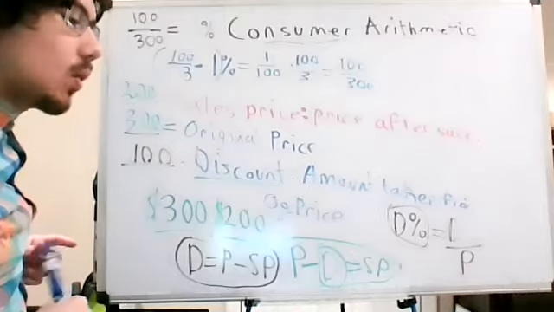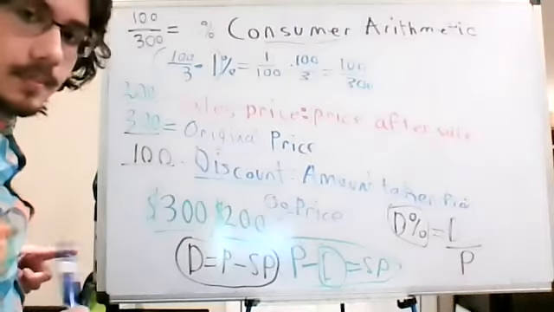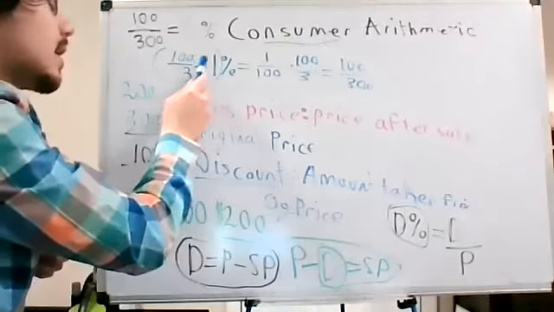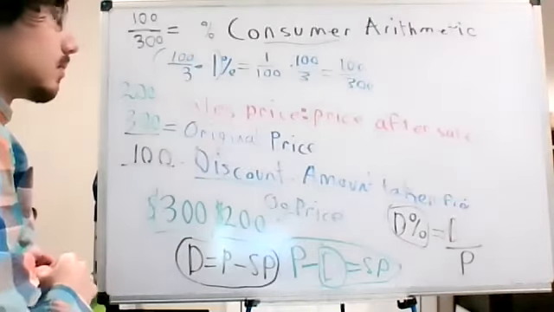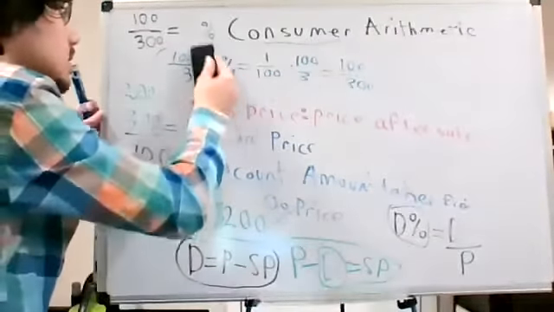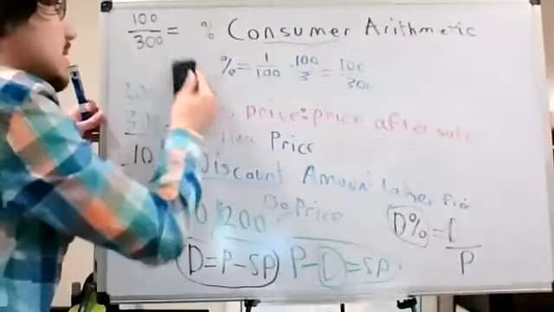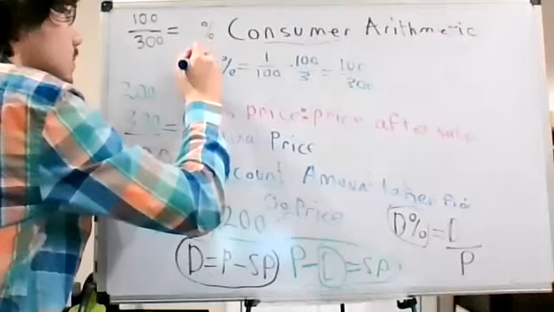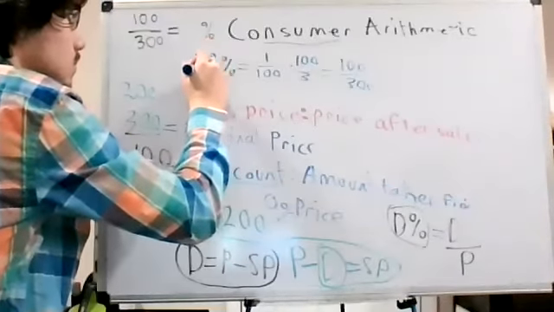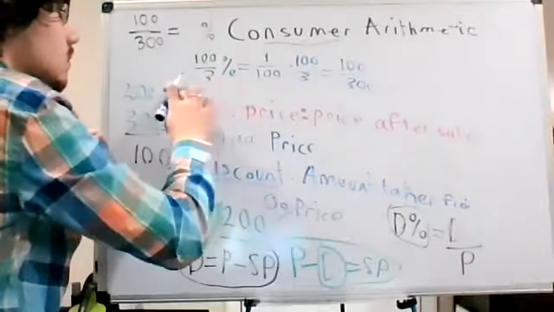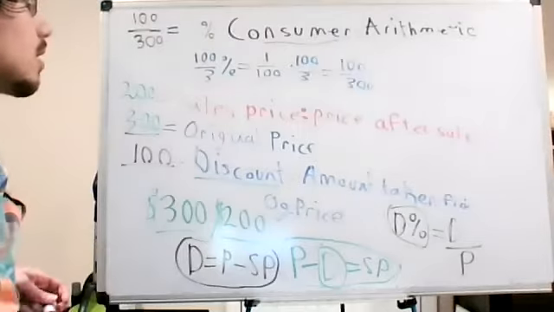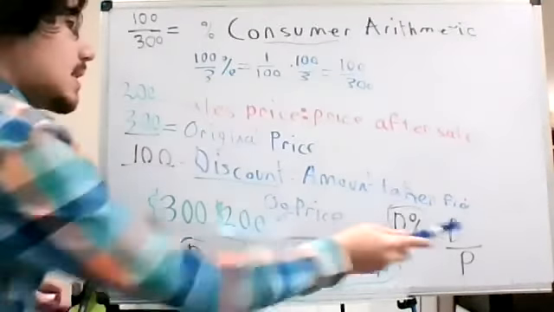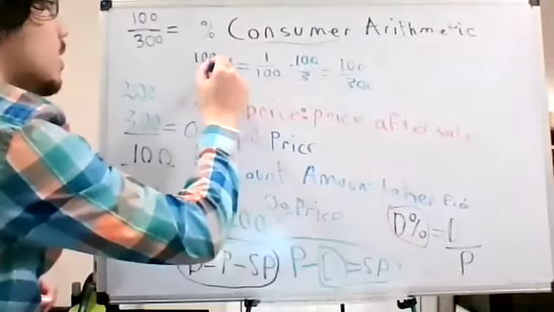What is anything times 1? The same thing. Exactly. So what is 100 over 3 times 1? 100 over 3. Very good. So that means that our percent is 100 over 3. So the answer for the discount percent is 100 over 3.